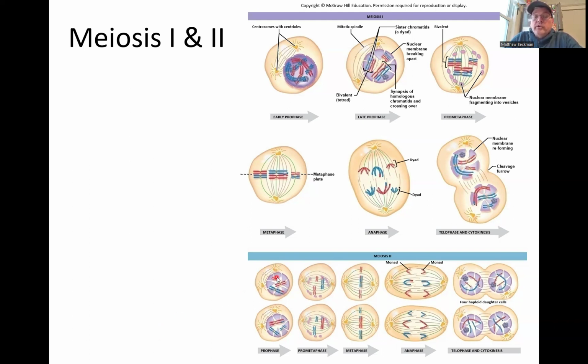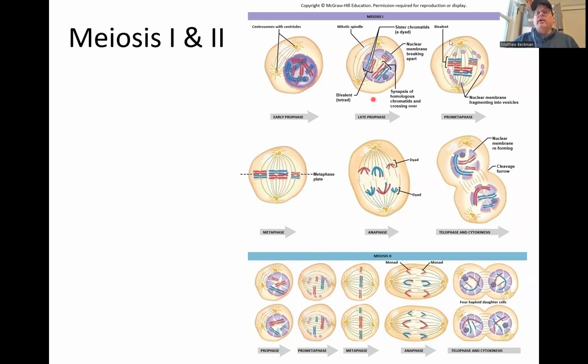Each of those cells then undergoes meiosis 2, same steps, except there's no recombination or crossing over in early prophase of meiosis 2. Just the movement of the chromosomes, alignment on the metaphase plate, and then in this case, the sister chromatids, or the monads, are pulled apart. The end result is 4 cells that each have just a single copy of each of the 3 chromosomes in this case. So that's a quick overview of meiosis 1 and 2.